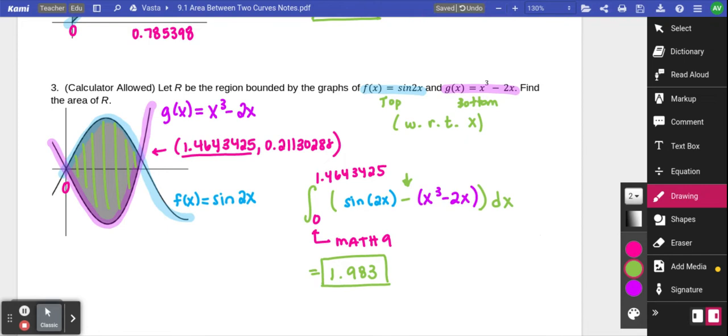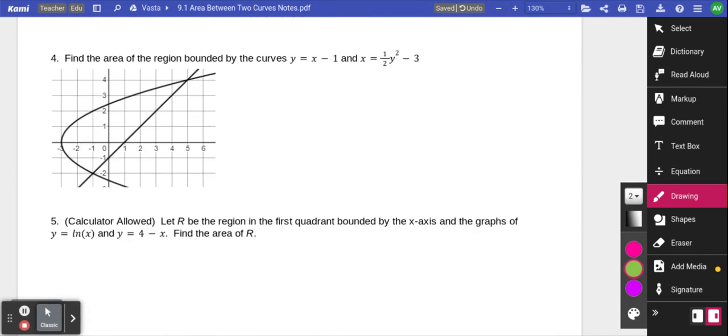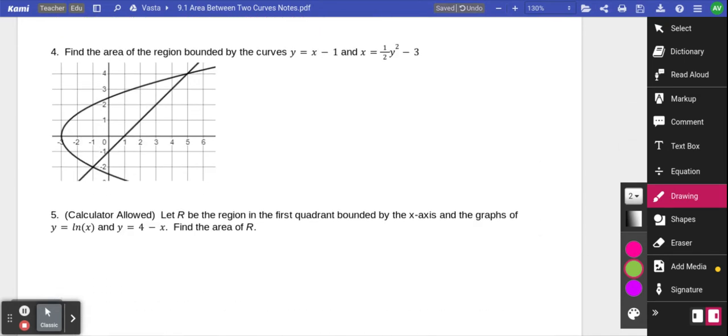Okay, now we've done a couple examples that all ended up being in terms of x. Let's look at a few examples where you would do the problems in terms of y and how you would handle that. This first example is going to be a no calculator example.